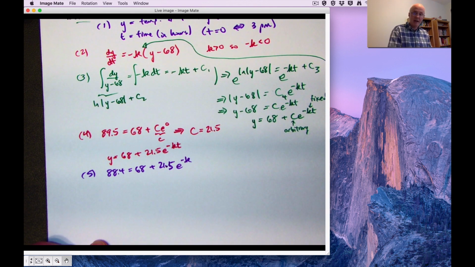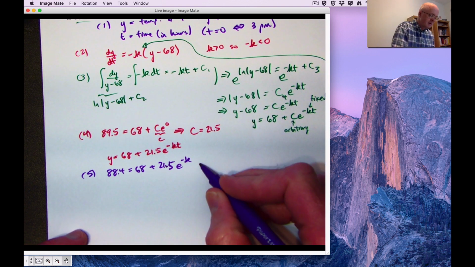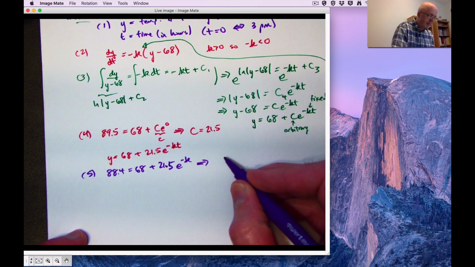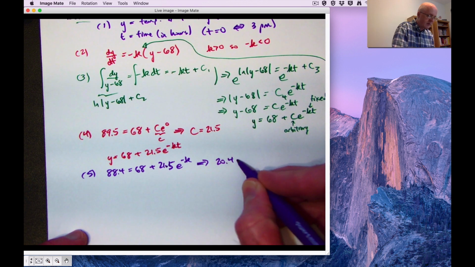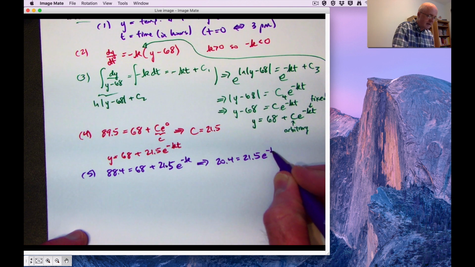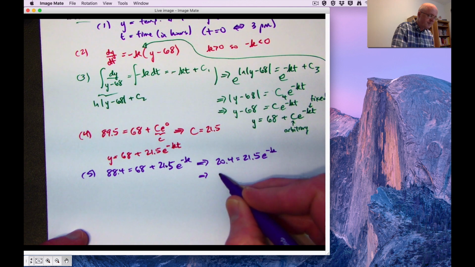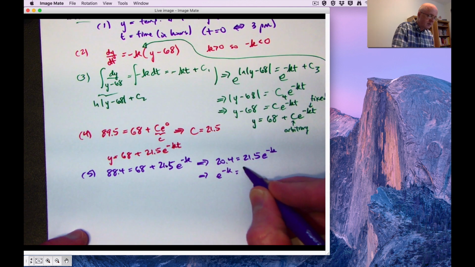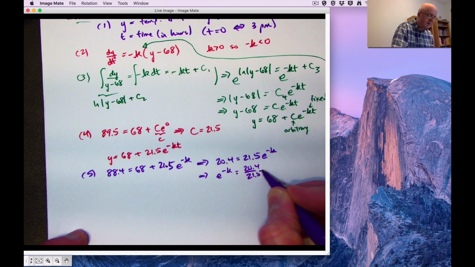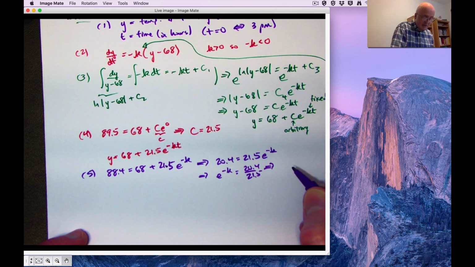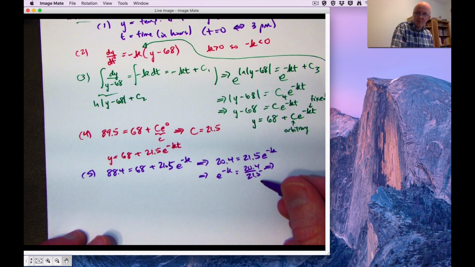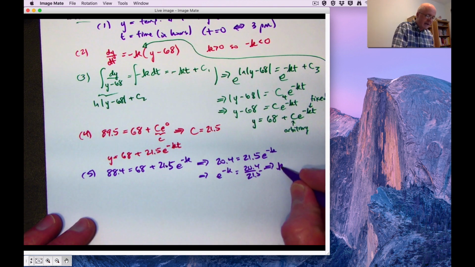That's an equation we need to solve for k, and you can see we're going to have to use logarithms. So first subtract 68 from both sides. That will imply that 20.4 equals 21.5 e to the negative kt, k times 1, which is k. Divide both sides by 21.5. E to the negative k is 20.4 divided by 21.5. Take the natural log of both sides. You'll get a negative k on the left, and you get the log of this thing on the right. You'll need to also multiply both sides by negative 1. Looks like k is the opposite of the natural log of 20.4 divided by 21.5.